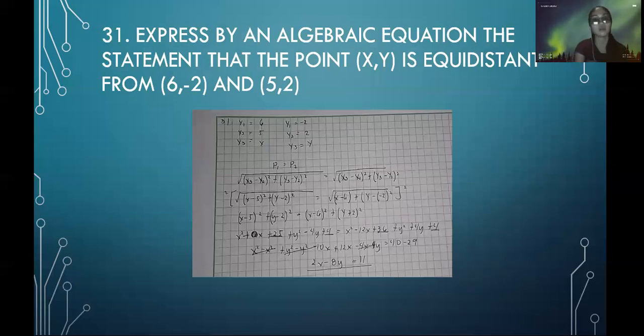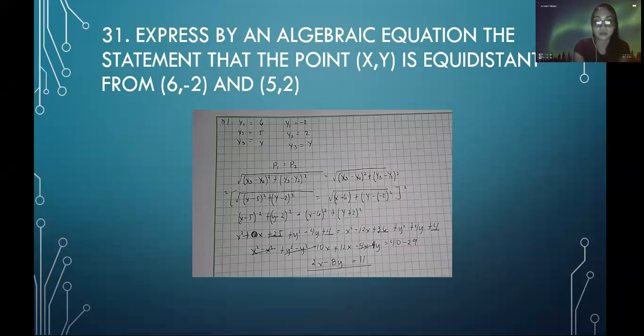I know, rather, substitute the value. Square root of x minus 5 squared plus y minus 2 squared equal to square root of x minus 6 squared plus y minus negative 2 squared. Then square both sides, so the radical sign cancels. So x minus 5 squared plus y minus 2 squared is equal to x minus 6 squared plus y plus 2 squared.